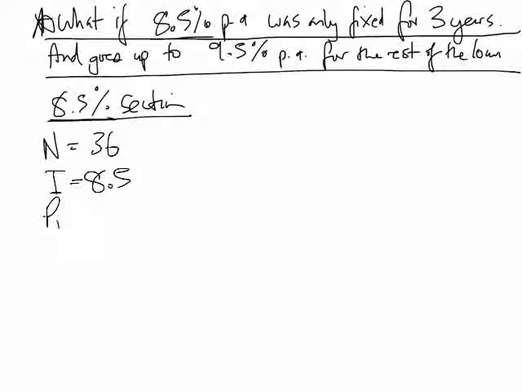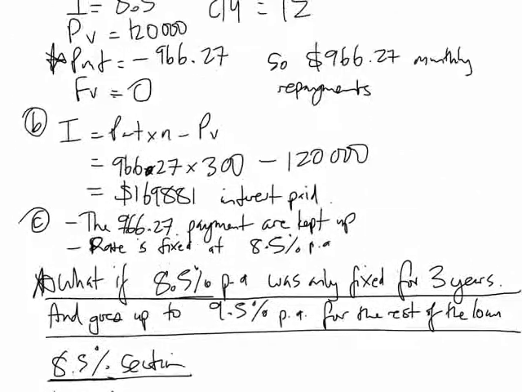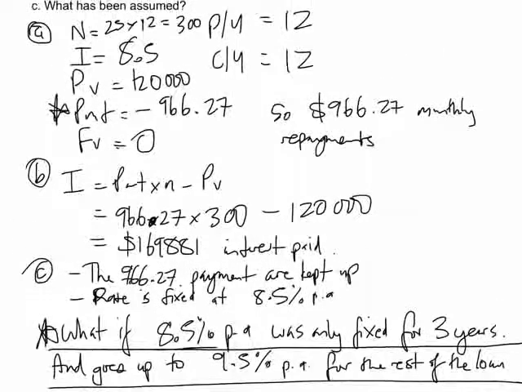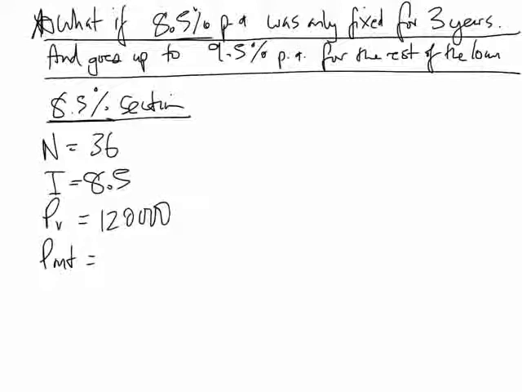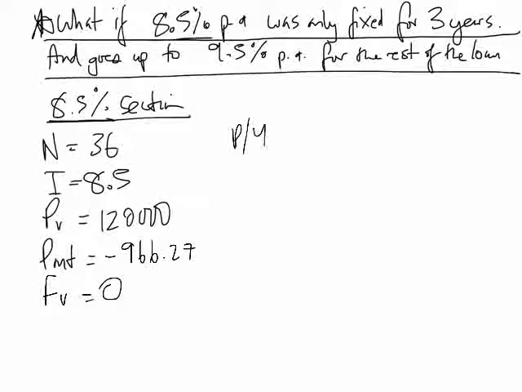You were trying to pay off a $120,000 loan. Your payments were calculated before. Your repayments were negative $966.27. You were paying it off until you didn't owe anything, so FV was going to be 0, and PY was 12, and CY was 12.